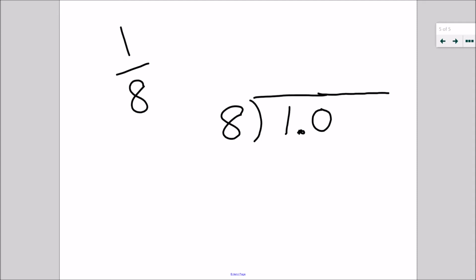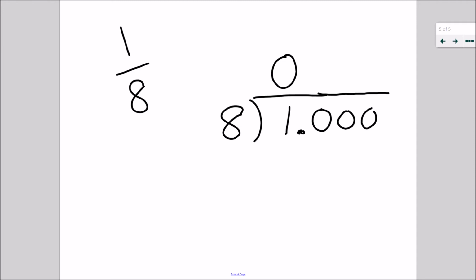I could also have 0 hundredths. I still have 1 whole and nothing else. 0 thousandths. I could have 0 10,000ths. I could write zeros forever behind the decimal without changing that I have one thing and nothing else. But now that I've got all these extra zeros to work with, I can actually long divide. Let's take a look. 8 goes into 1 0 times. So I put a 0 in my ones place.